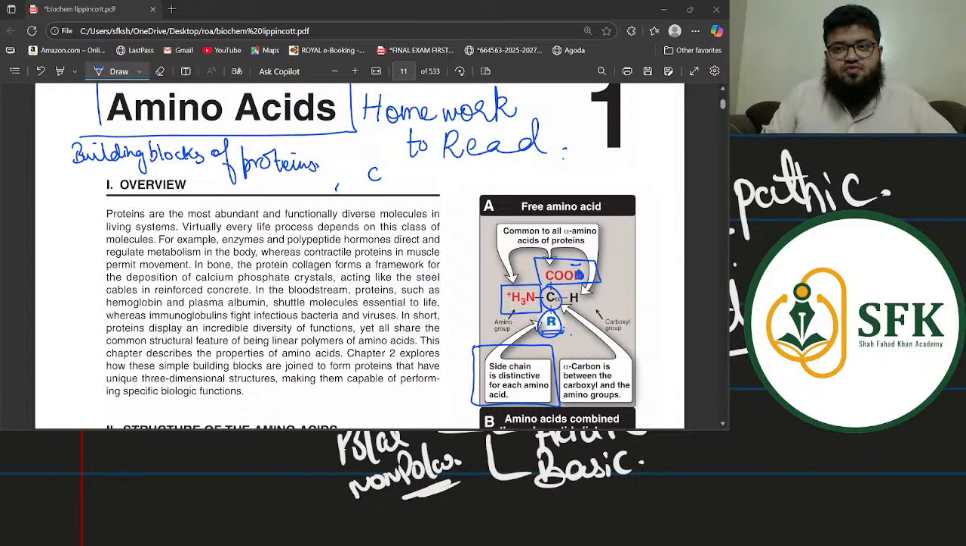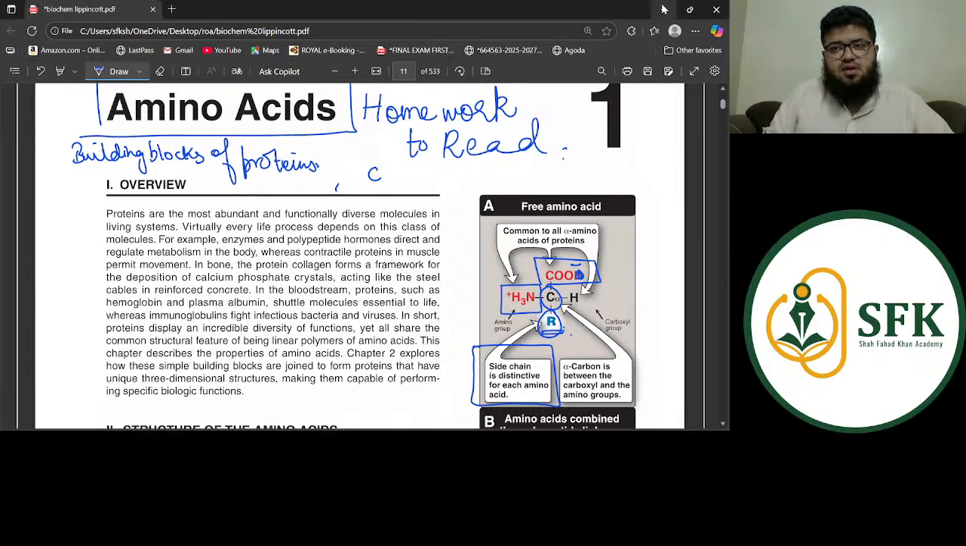Oh, my screen is not visible. Thank you for telling me. Just a second. I hope it's visible now.